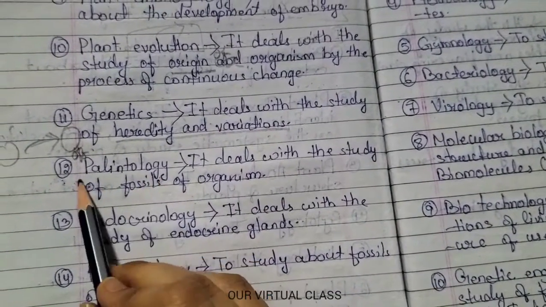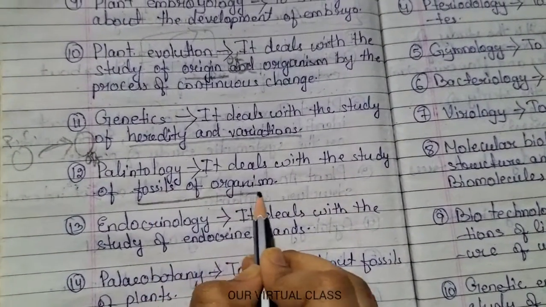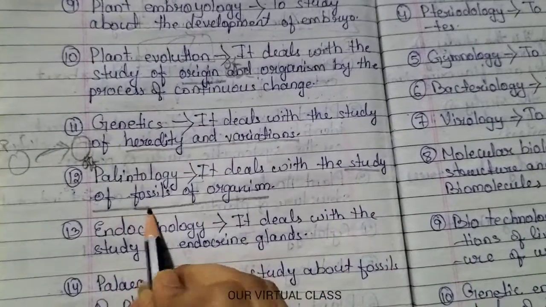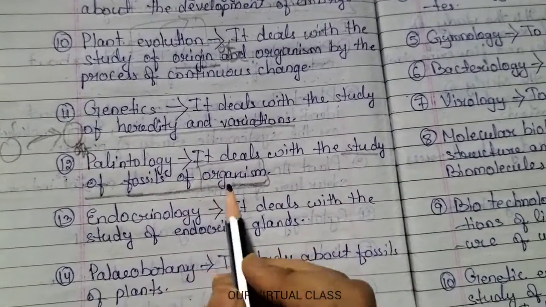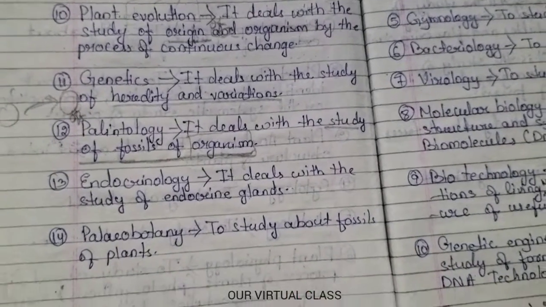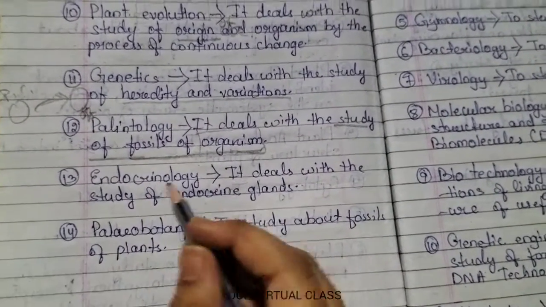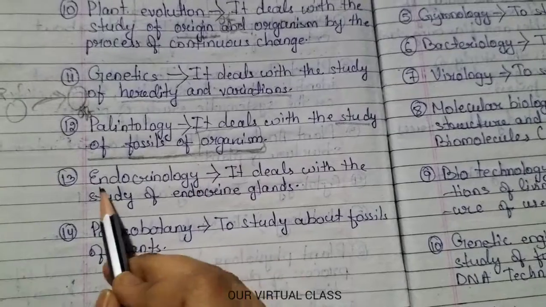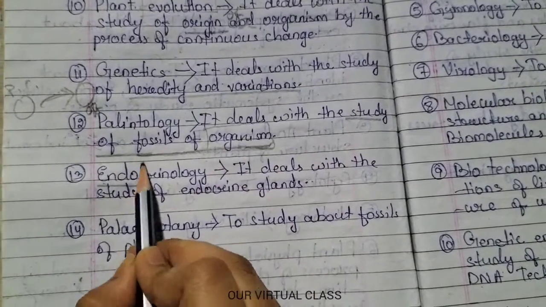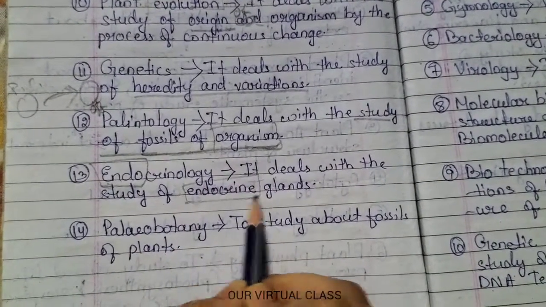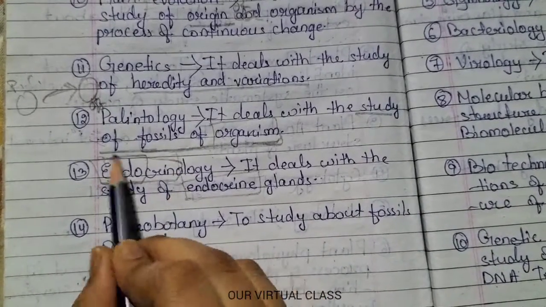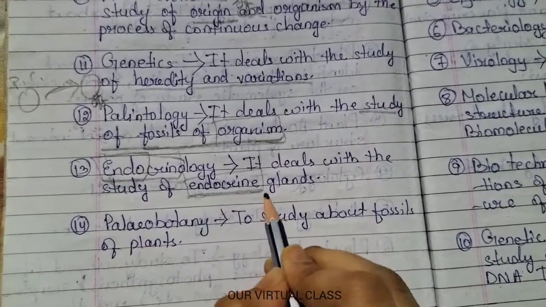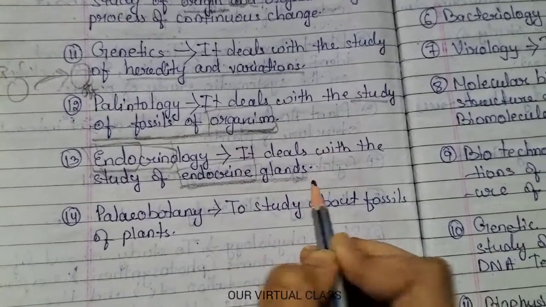Now paleontology means what? Fossils, that is the study of the fossils of organisms. We all know what fossils are, I don't have to explain it, right? Now is endocrinology. The word endo itself says endocrine glands, or endocrino. From the word endocrino, you have to remember it is related to our endocrine glands.